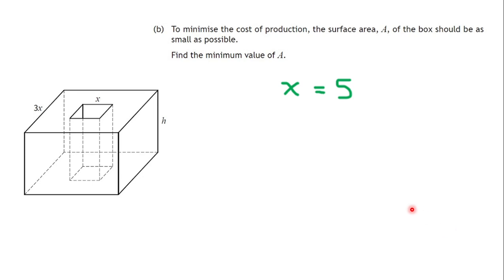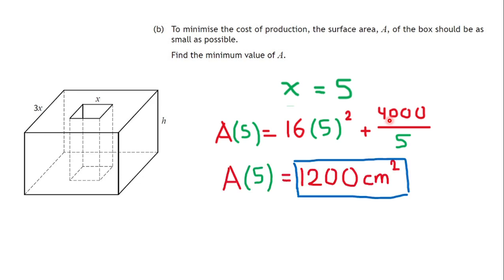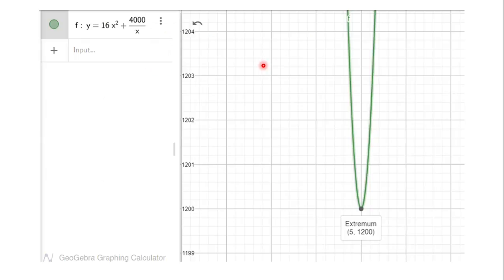And finally, we substitute x = 5 into our initial function. So A(5) = 16 times 5² + 4,000/5. And that gives us 1,200 cm², which is our minimum value of A. And to prove this even further, if we input this into a graphing calculator and find the extremum, which is basically the minimum and maximum points, we find that when x = 5, y = 1,200, which is an extremum. That proves our point.